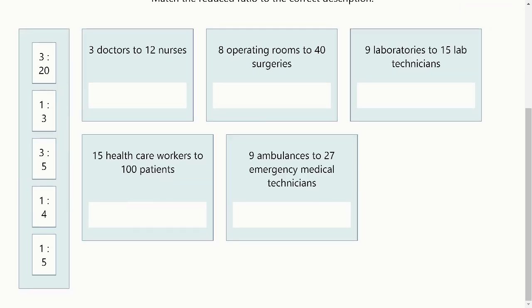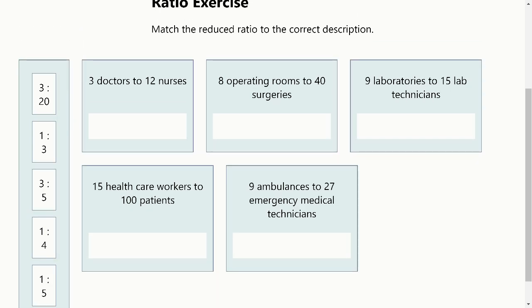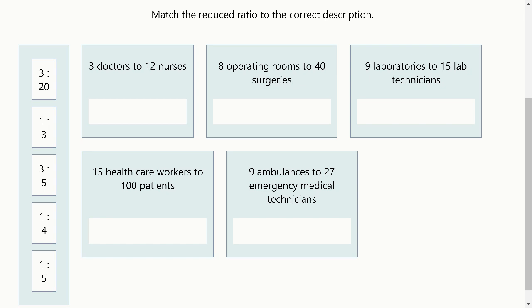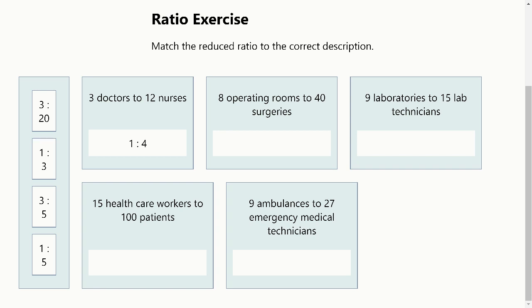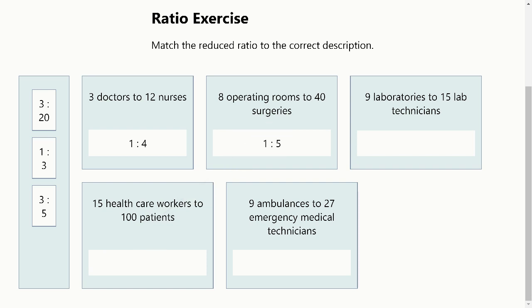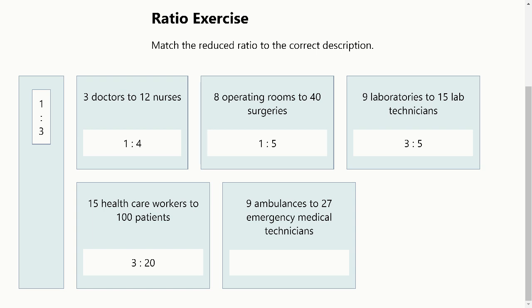All right, so we're gonna match the reduced ratio to the correct description. 3 doctors to 12 nurses. 8 operating rooms to 40 surgeries. 9 laboratories to 15 lab technicians. 15 healthcare workers to 100 patients. 9 ambulances to 27 emergency medical technicians.